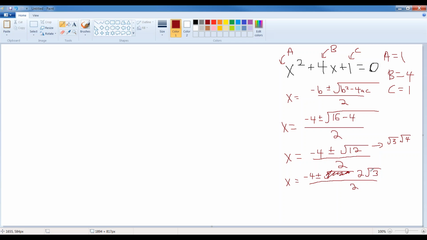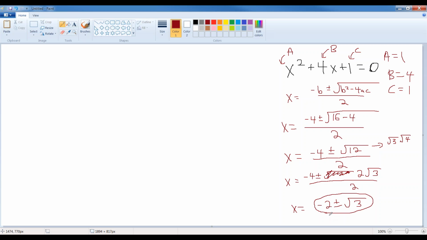And then you can divide each side by 2 to get rid of the denominator, and what you would end up with is negative 2 plus or minus the square root of 3. Again, the reason for that is you would divide this by 2 and this by 2 in order to get rid of the denominator. You can do that as long as you do it to both sides. And so negative 4 becomes negative 2, and 2 times the square root of 3 simply becomes the square root of 3. There are really two answers here.